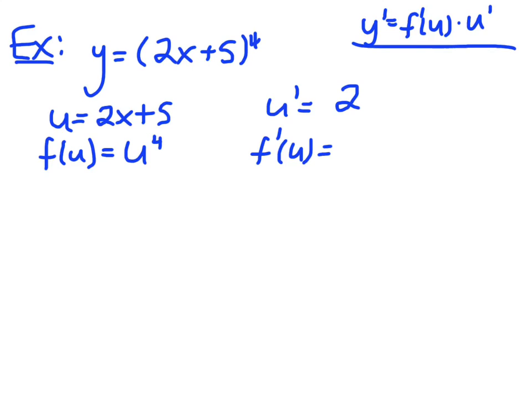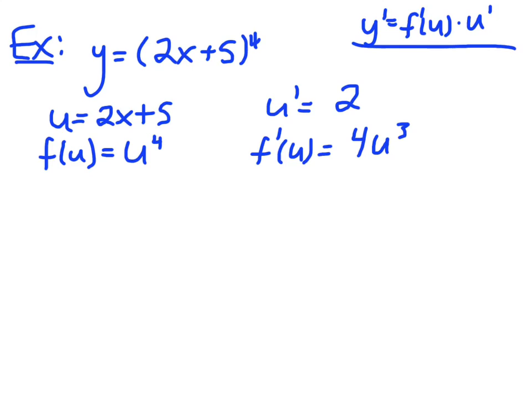So it becomes 4u to the 3. I just use the power rule: the exponent 4 times the coefficient of 1, so 4, and then subtract 1 off the exponent. So there we go. I use the power rule for both, basically.